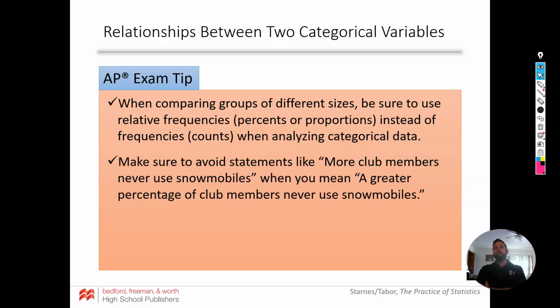So if we had 1,000 environmental club members and 5,000 non, everything's going to look different. The entire bar graphs, you can't compare them. But if you change them to percent, you can compare, because you're looking at fractions of the whole, parts of the whole. Okay. So make sure you don't say more club members never use snowmobiles. You're saying a greater proportion, a greater percent never used. Okay. We're looking at proportions and percents, not total.